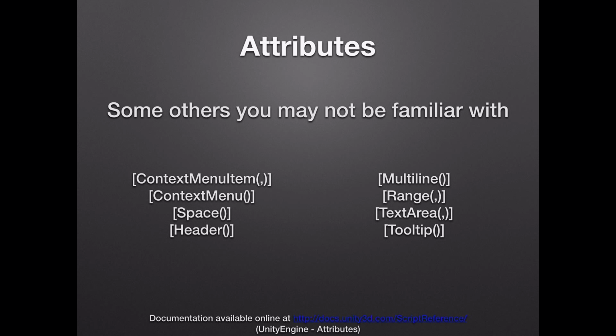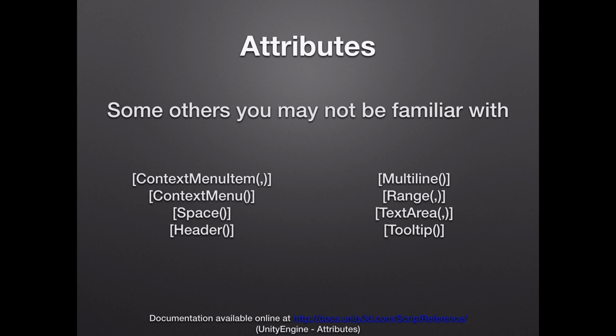Then range, you can use on floats, and I believe ints. You give it a min value and a max value, and it essentially constrains the value to those. It also causes it to display as a slider with a text box on the side, so that's nice for tweaking values. And tooltip, you pass it a string, and whenever you mouse over that variable, it outputs that string. So let's look at an example of these.